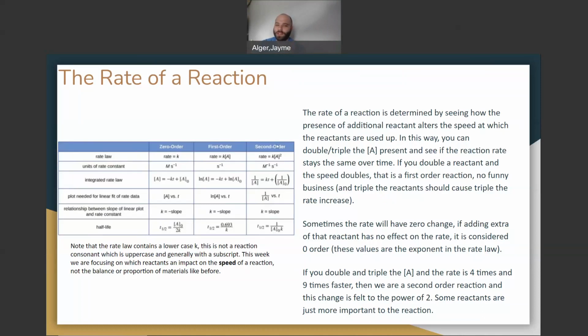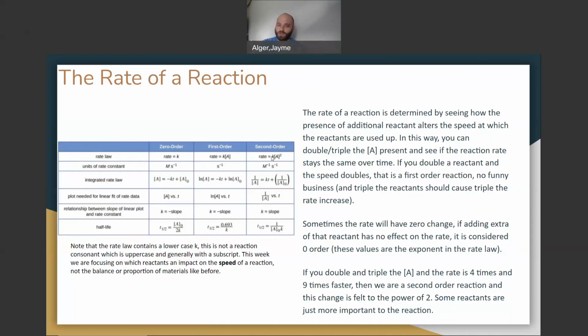But when we look at the second order, we have A squared, meaning that the A concentration is something that's very important to the reaction. And if we double the concentration here, we would have 4 times the impact on the rate. Or if we tripled this, it would be like multiplying the rate by 9, because it has that much more of an impact on the rate of the reaction.